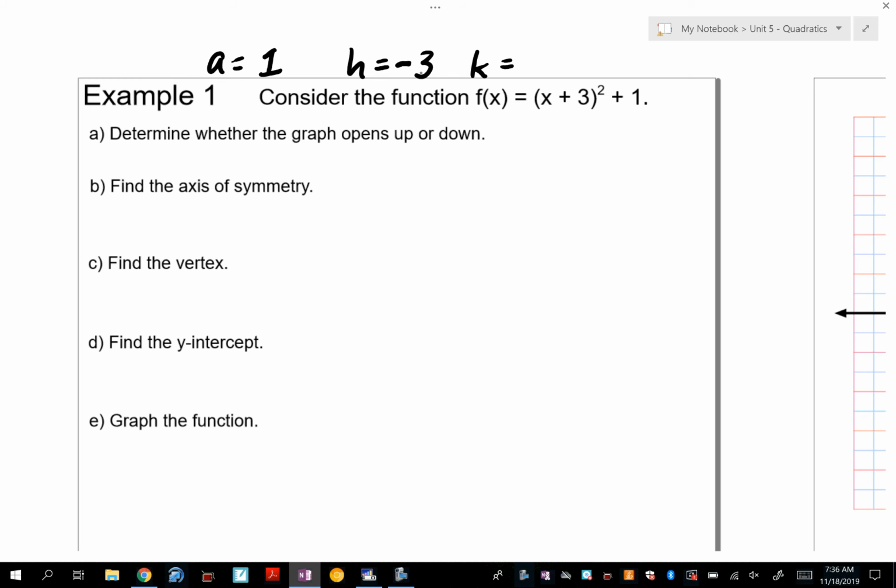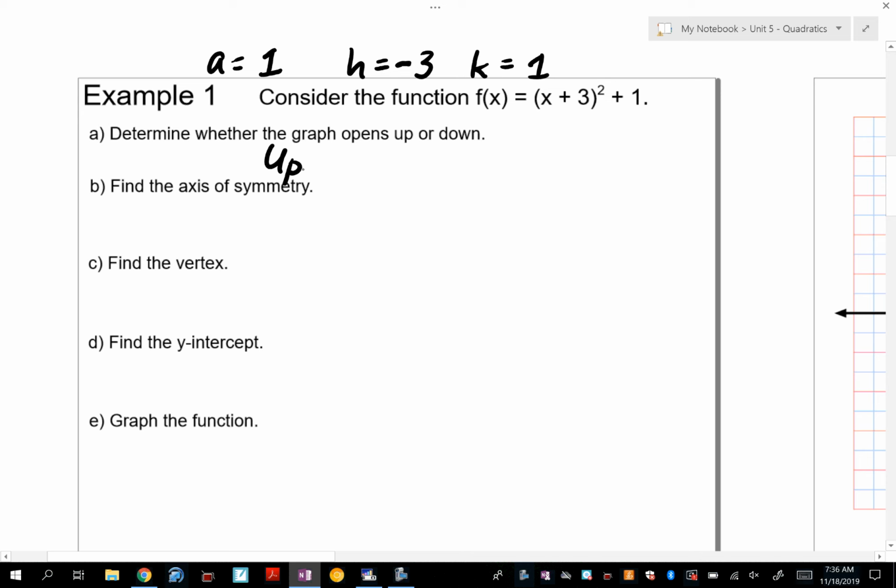But be careful, Lissandro. That rule does not apply to the K. So what is K going to be? Positive 1. Okay? Now, the first part. Determine whether the function opens up or down. What is letter A? A positive 1. The fact that it's 1 doesn't matter for up or down, but the fact that it's positive means it's going to open up.